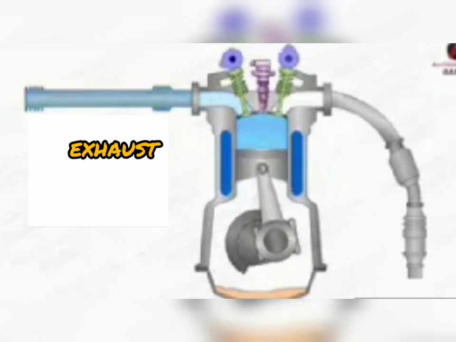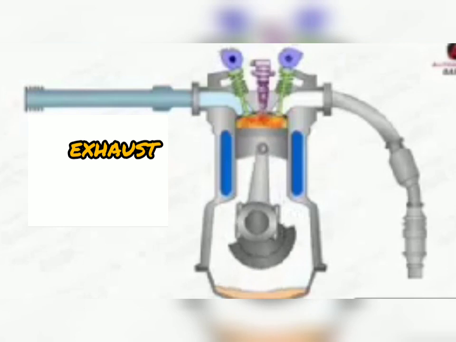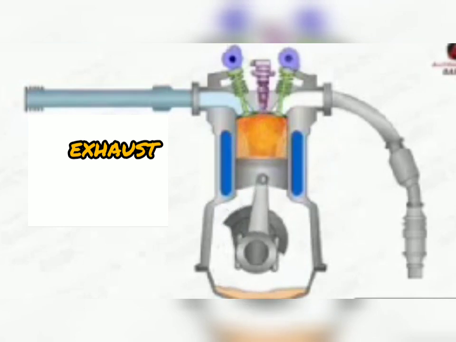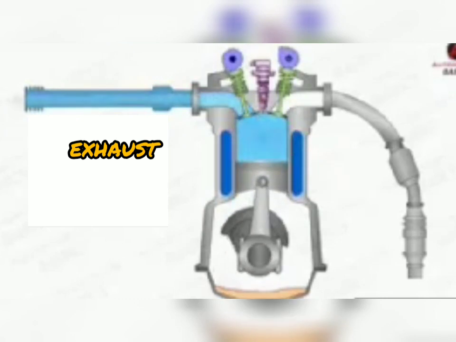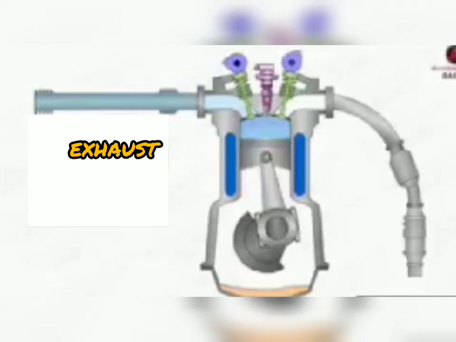As seen, a 4-stroke engine requires 2 revolutions of the crankshaft. Thus in a 4-stroke engine, 1 power stroke is obtained for every 2 crankshaft revolutions.